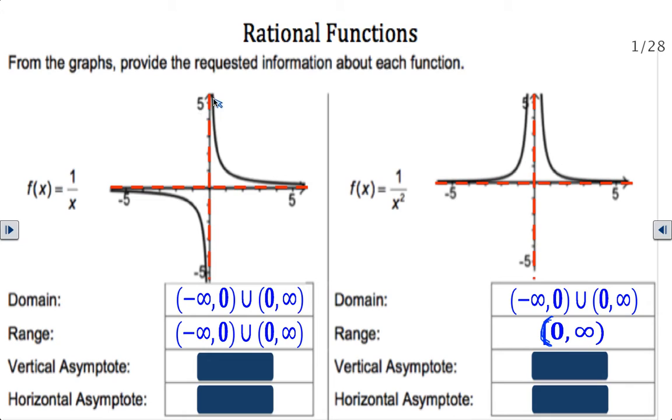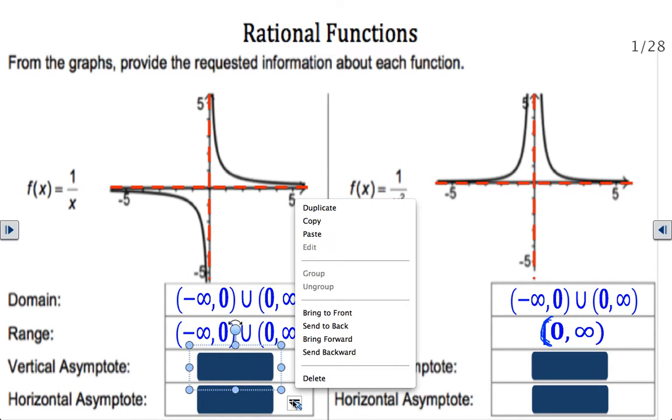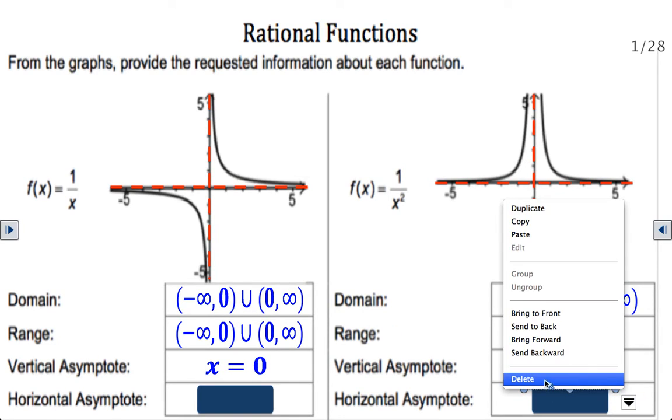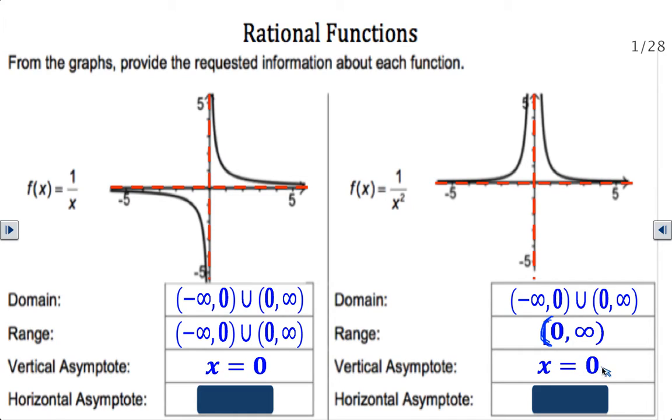Your vertical asymptote is going to be vertical like this, and the way you describe it is what the x value is. So the x value right here is going to be 0. So you're going to say that your vertical asymptote is at x equals 0. Same thing over here. You're still going to have the same vertical asymptote, x equals 0, because this is where a vertical asymptote is.